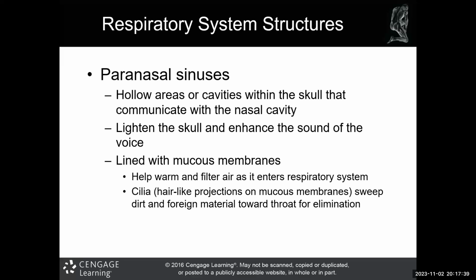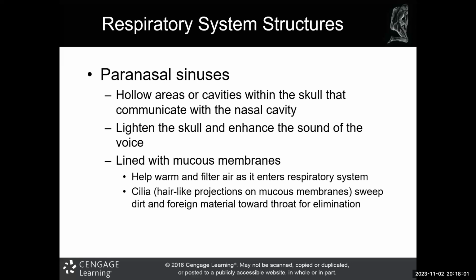The mucous membranes help warm and filter the air as it enters the respiratory system. So if it's cold air, it'll warm it up. Cilia are hair-like projections. Cilia mean little hairs. They're on the mucous membranes and sweep dirt and foreign material down the throat for elimination.